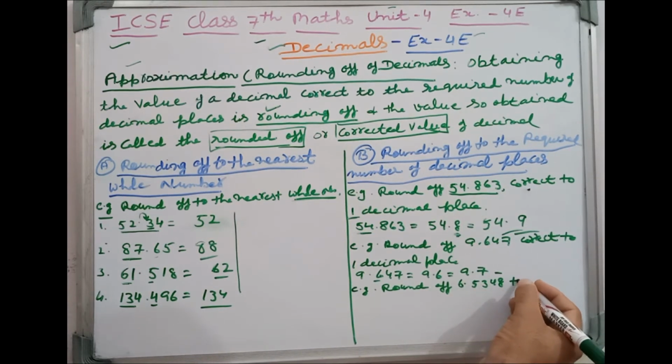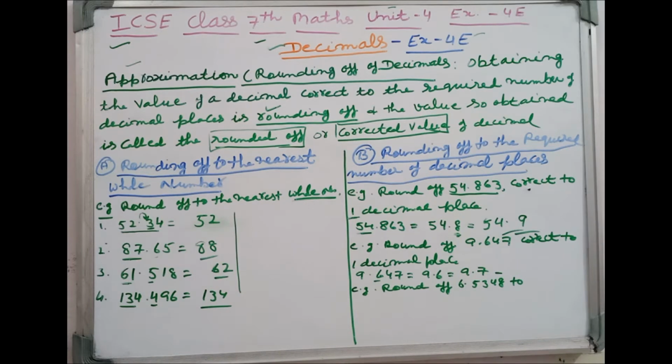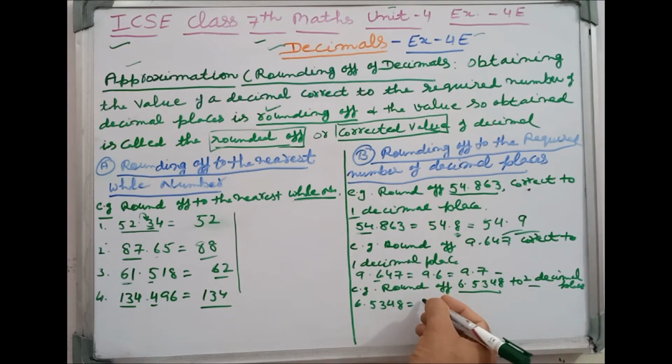6.5348 to two decimal places. Now the required number is 6.5348, and here we are asked to round off to two decimal places. So we will take two decimal places, 6.53.